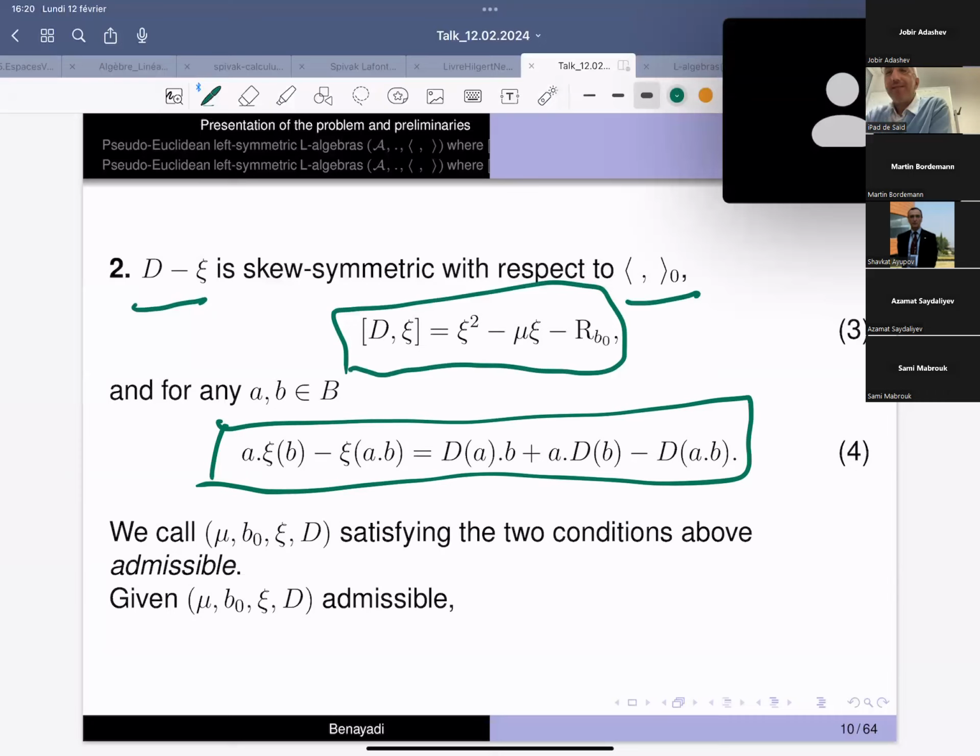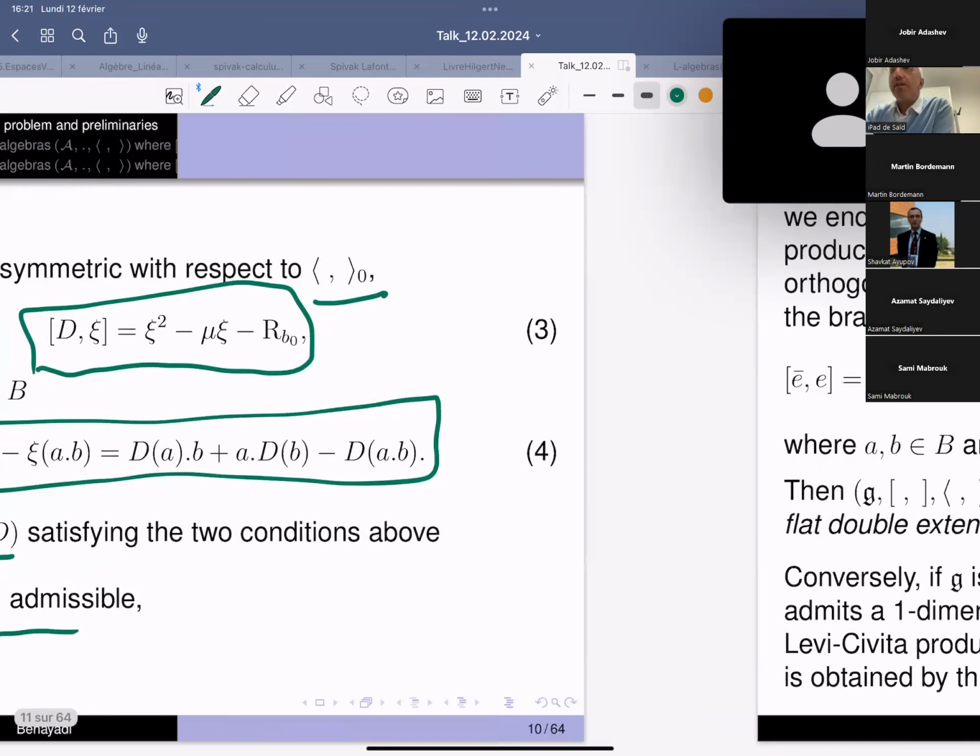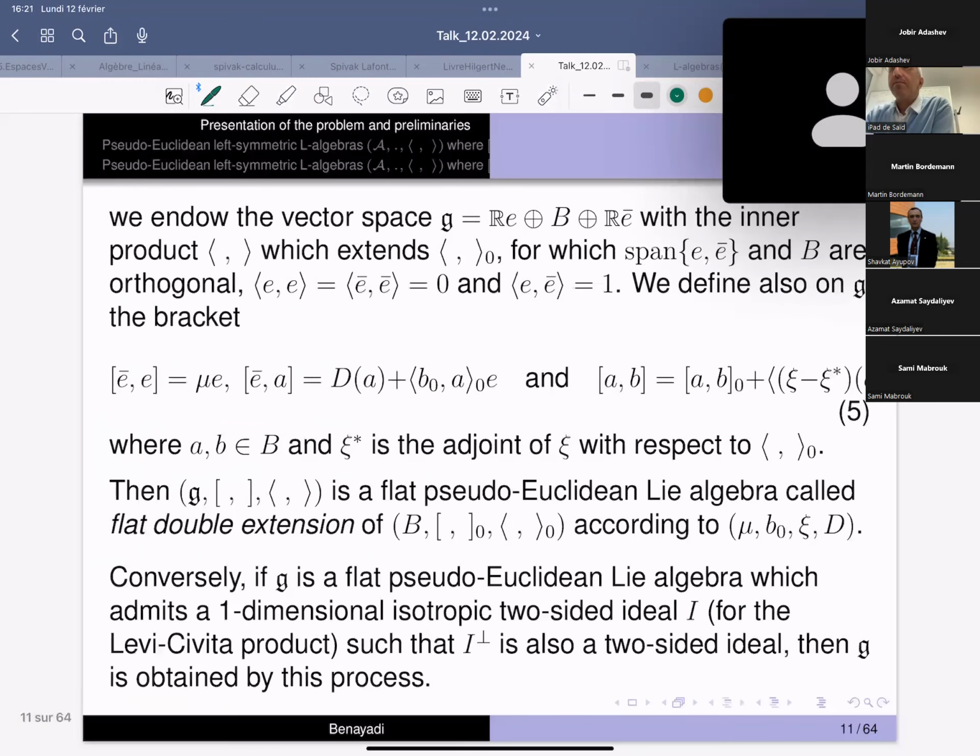If we have these conditions, Medina and Aubert call this data admissible data. If we have this condition, we can consider this vector space, whose dimension is the dimension of B plus 2, with the inner product defined by this, which extends the first one on B, for which this subspace and B are orthogonal.